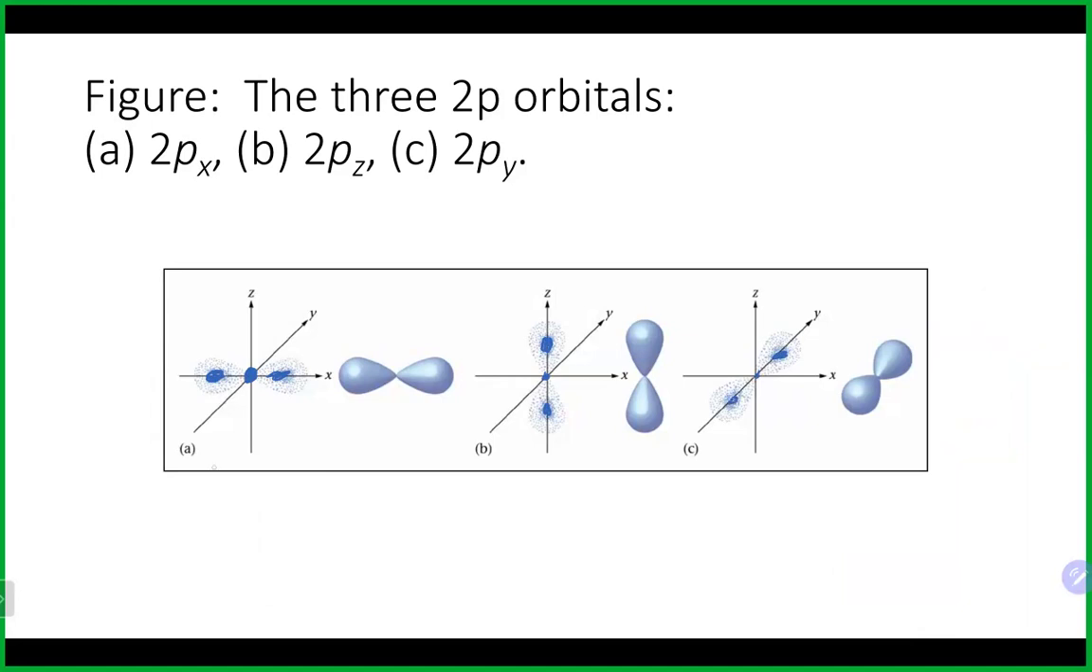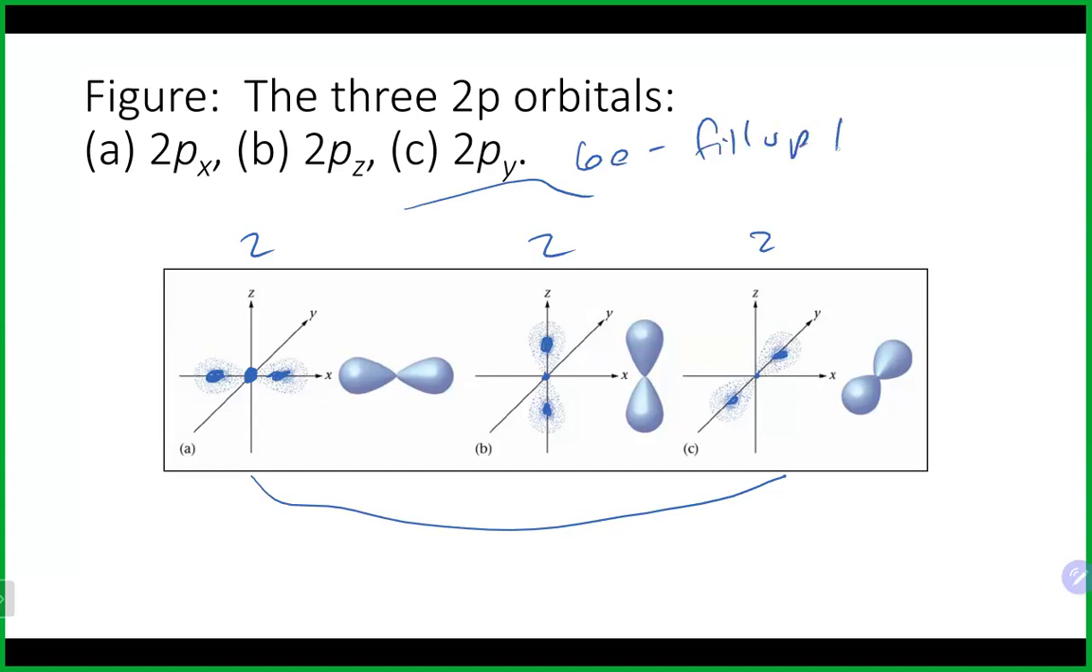So again, all three of these together on any energy level are known as a subshell, and you can put 2 in there, 2 in there, 2 in there for a grand total of 6 electrons if you fill up the p subshell.